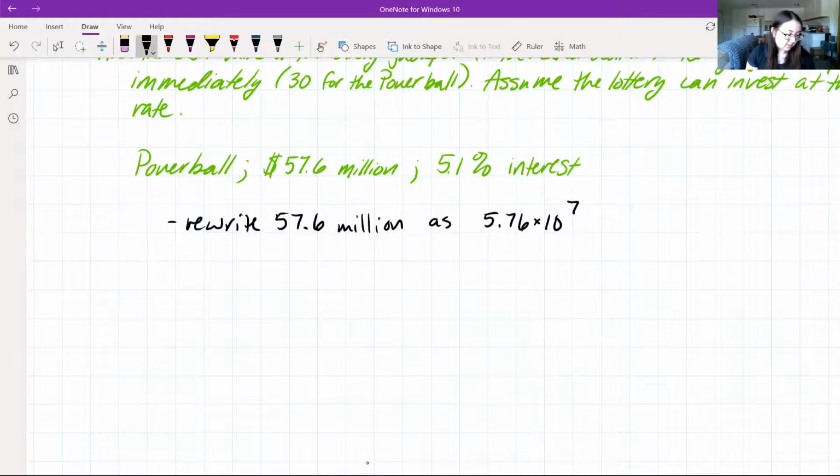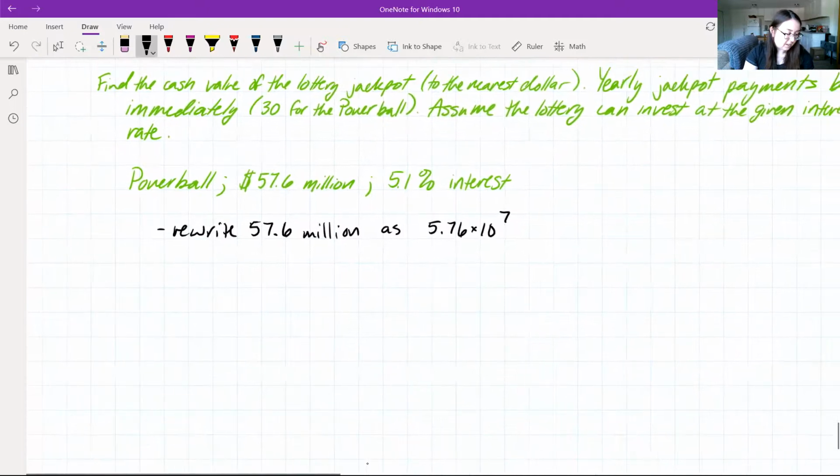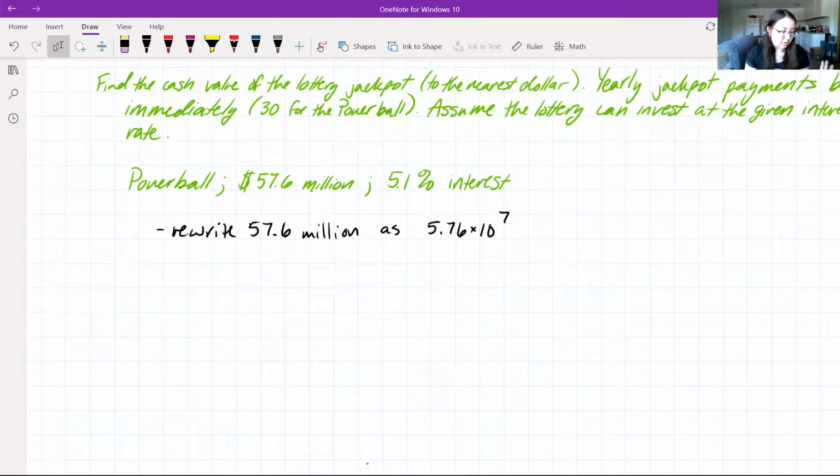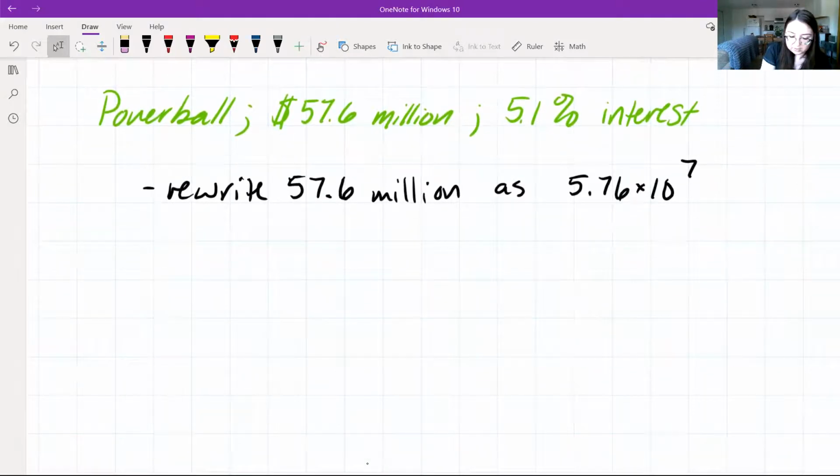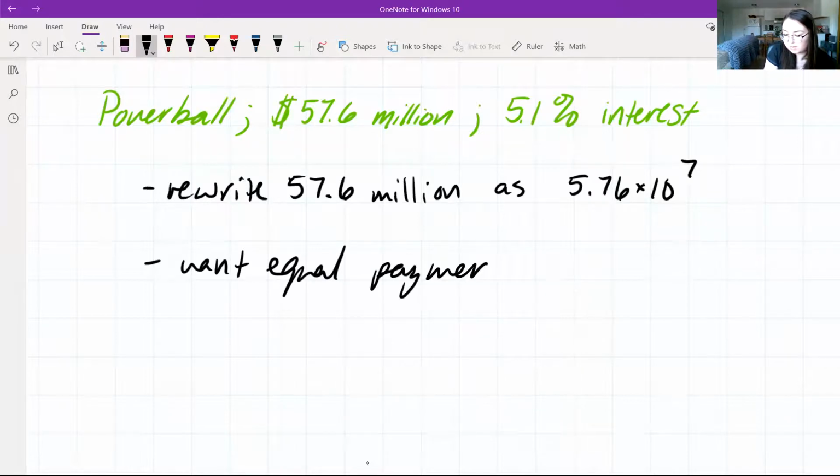All right, and then we're going to see what our equal payments would be. So we're just going to take our 57.6 million and divide it by 30 because you would get that amount for 30 years. So that's a completely even amount that we're distributing. No interest or anything like that. So we want equal payments for 30 years.